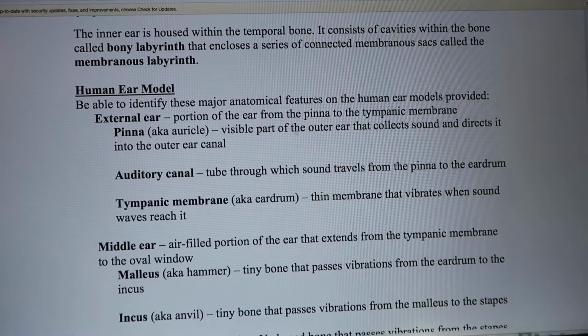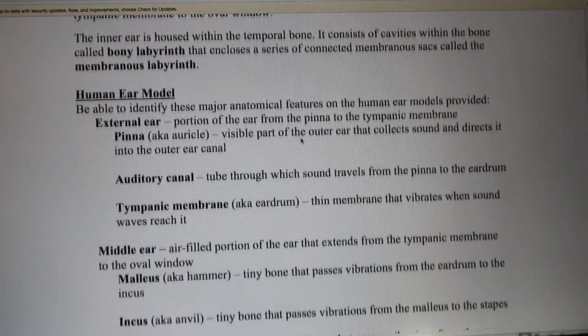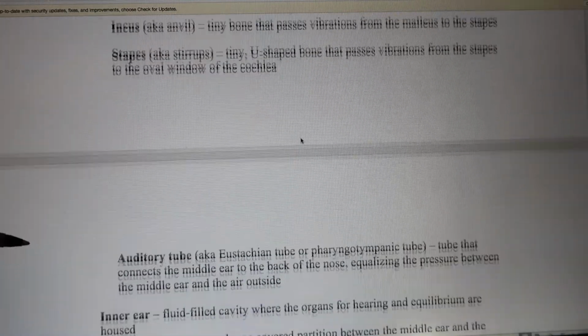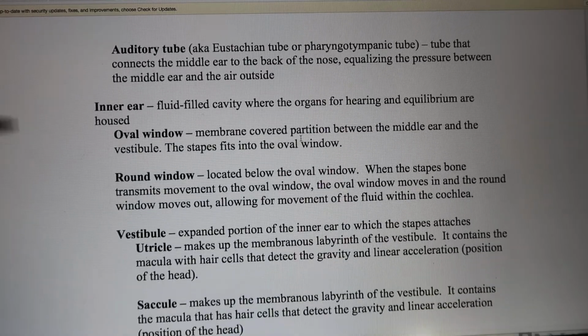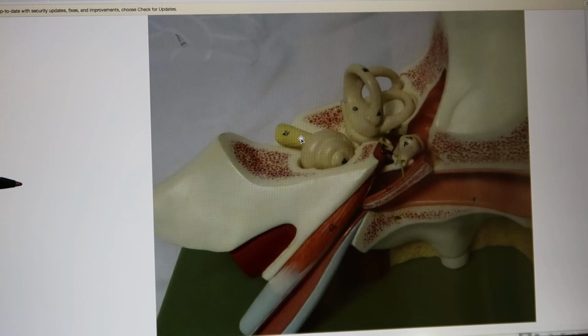Now let's go to Lab 15. Lab 15 is still the sensory lab, but in this lab we talk about the ear. We're going to look at the ear model. So you need to be familiar with all these structures from the outside to the inside. So let's look at the model. I put the model structure here.